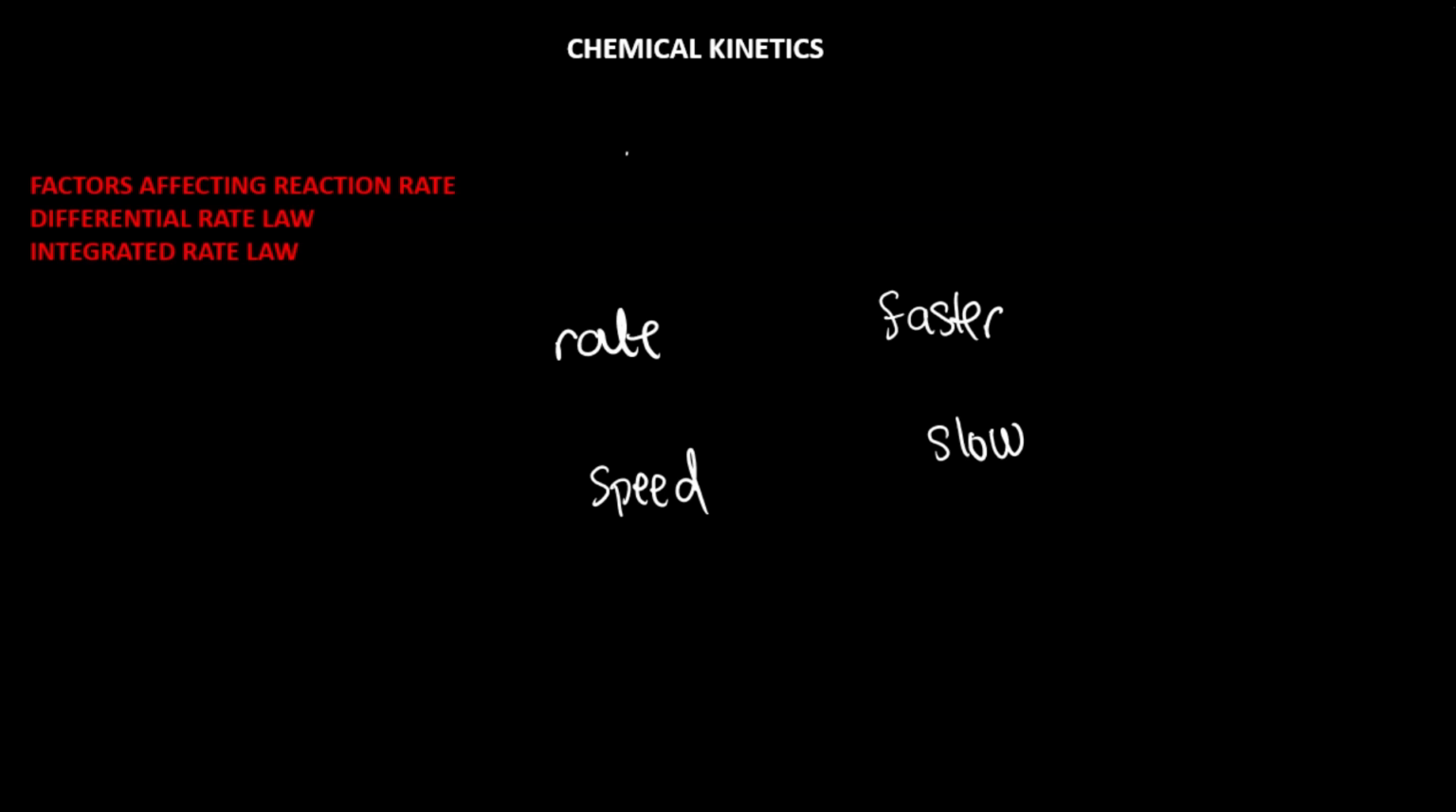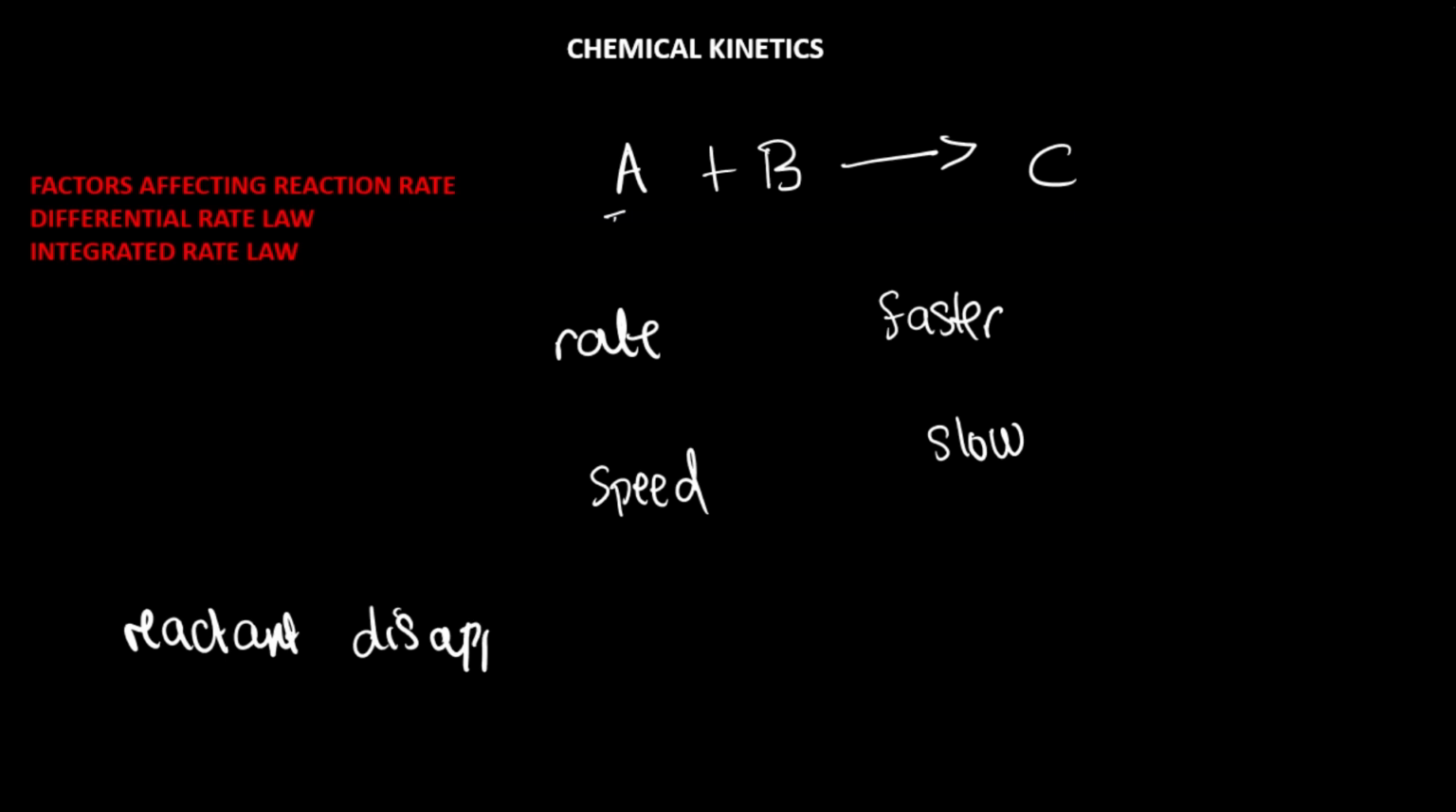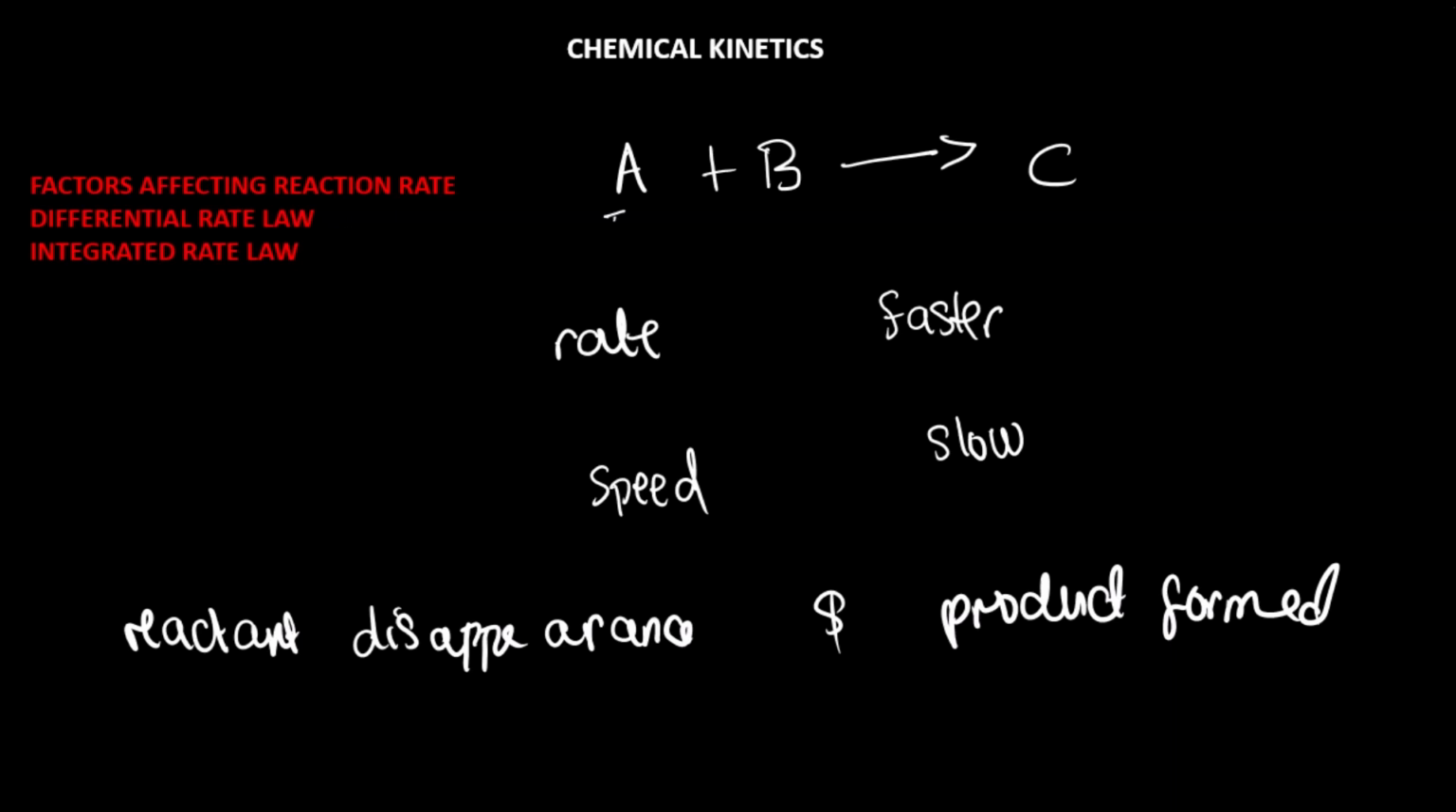Now, when we talk about reaction rates, given a reaction where we have the reactant A plus B forming the product C, the reaction rate can be defined in two terms. It can be defined as the rate at which the reactants are converted to products, or the rate at which the products are formed. So it could be defined in terms of reactant disappearance or product formation. Of course, this is with respect to time.